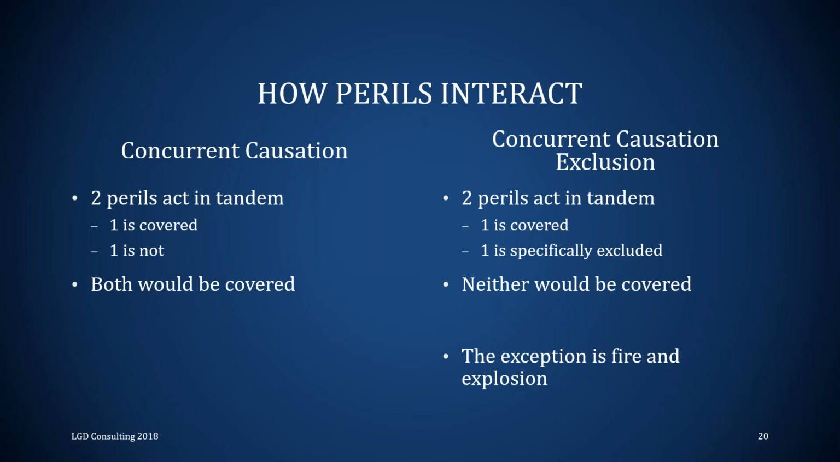Now, wait, there's more. Concurrent causation exclusion. Again, we have two perils act in tandem. One is covered, but one is specifically excluded. Well, then neither would be covered.